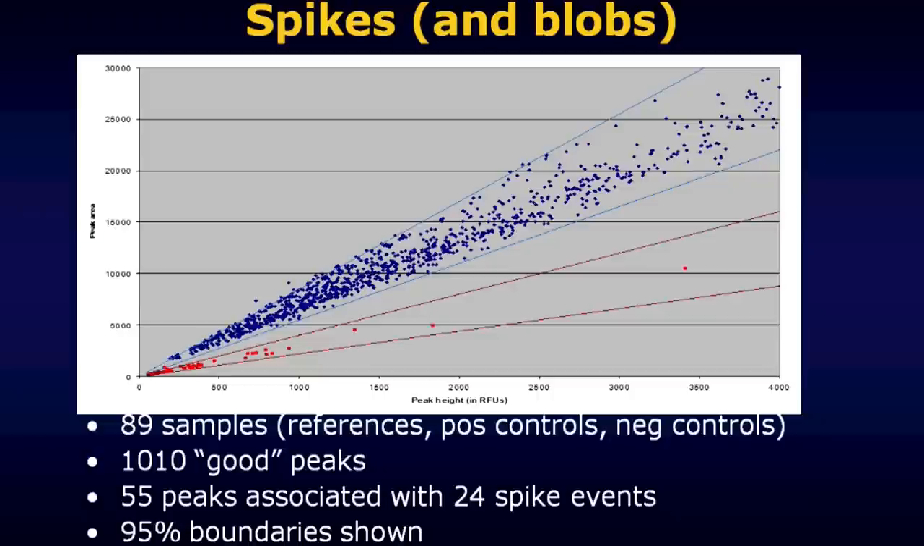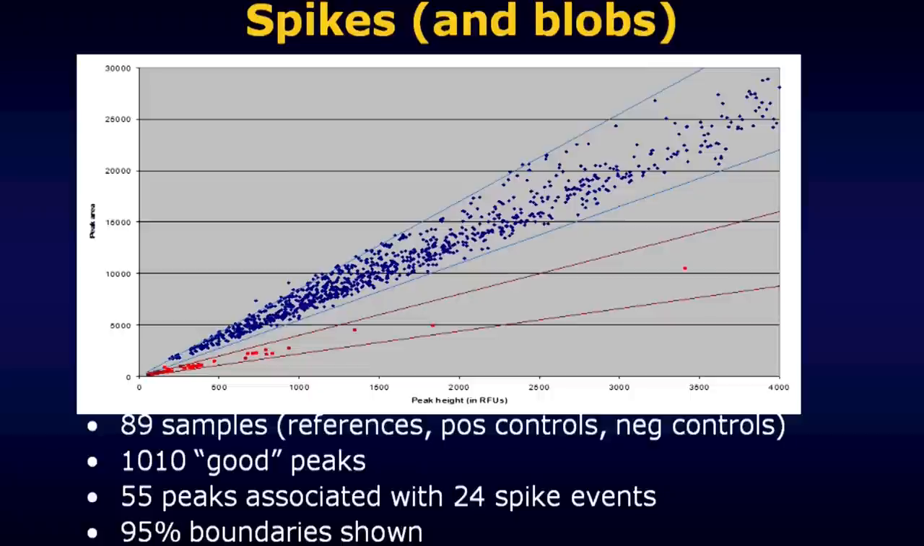What's important is that a DNA analyst can recognize them and say, hey, this is not something that's rooted in the DNA associated with the sample. It's an artifact. It's not necessarily something that's reproducible. Because it's an artifact, we can disregard it. All right, and how are those spikes and blobs recognized?